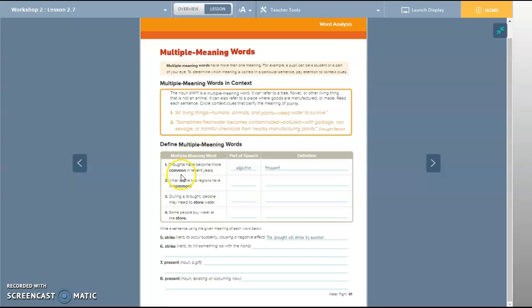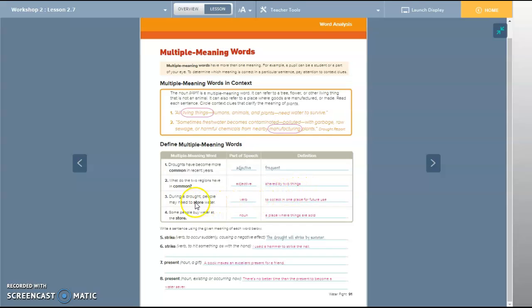Droughts have become more common in recent years. They say that common is an adjective because it's explaining something. And common means frequent. It happens often. What do the two regions have in common? In my mind, that's probably a prepositional phrase because "in" is right here. So, oh, they said adjective. Okay, all right. So when something is in common, it's shared by two things.